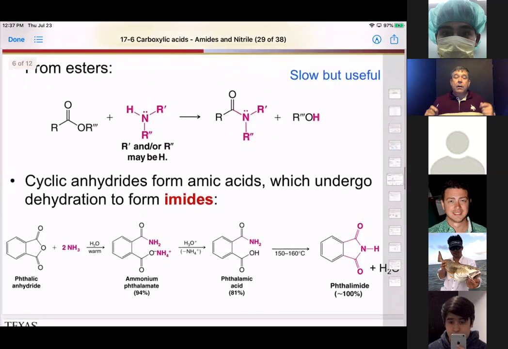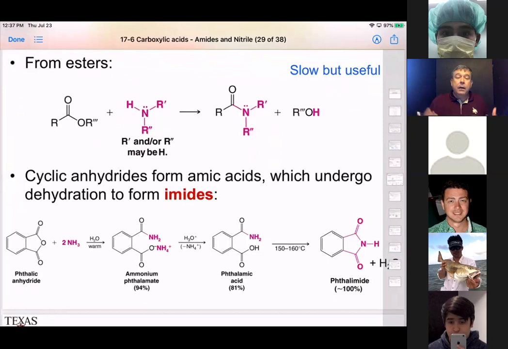Of course, we can also displace the alcohol in an ester. Because the nitrogen is more nucleophilic than the oxygen of the alcohol, this displacement actually goes pretty well. It's not very fast, but it is pretty useful in the fact that we're not making a salt. We only need one equivalent of amine, and we'll regenerate the alcohol if we want.